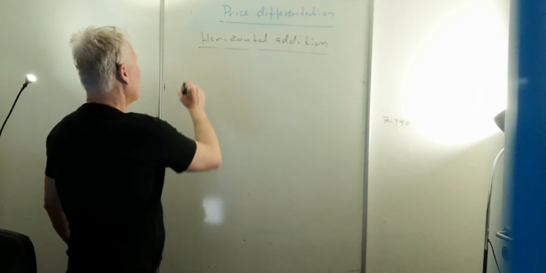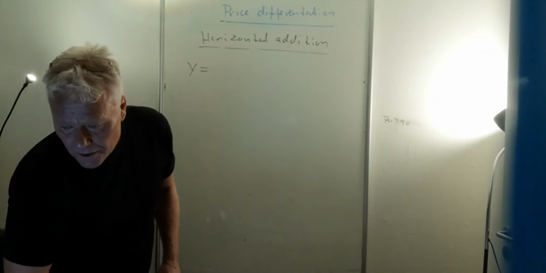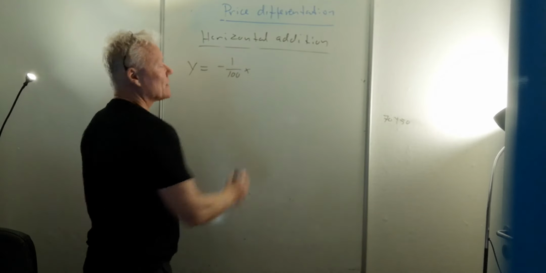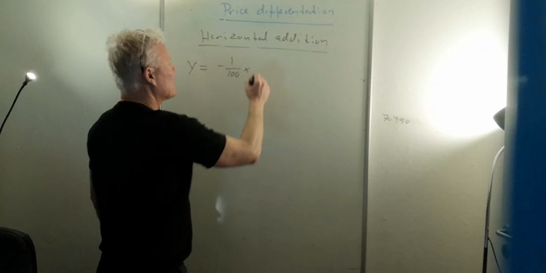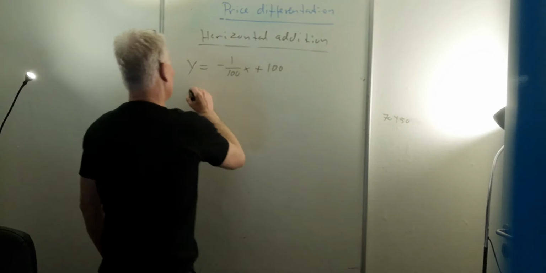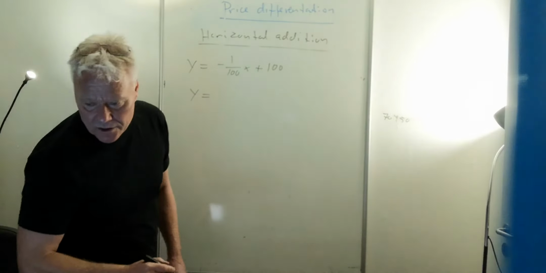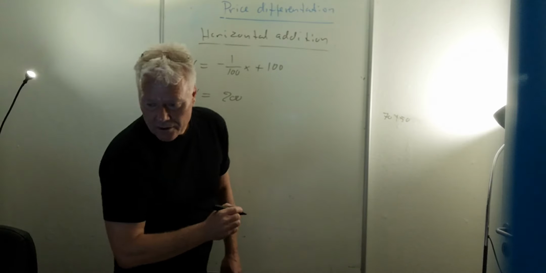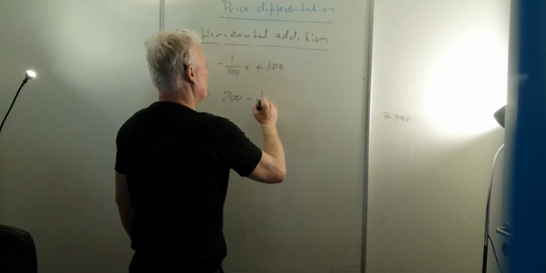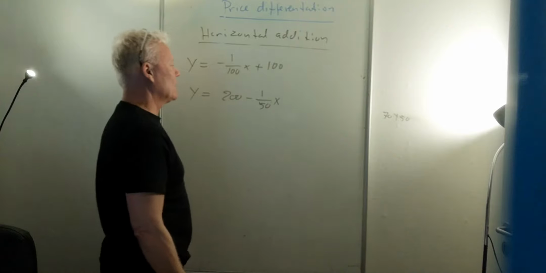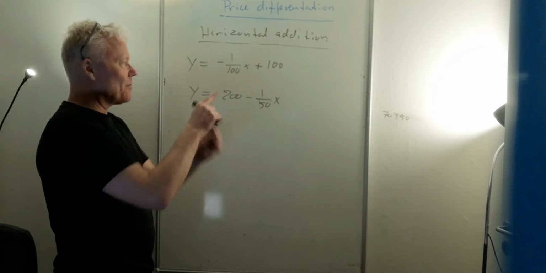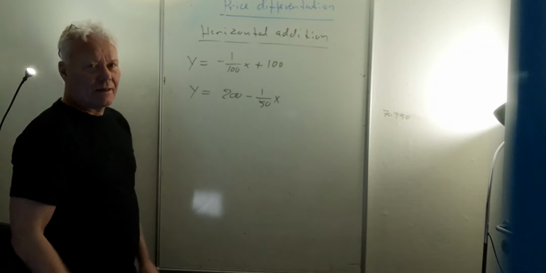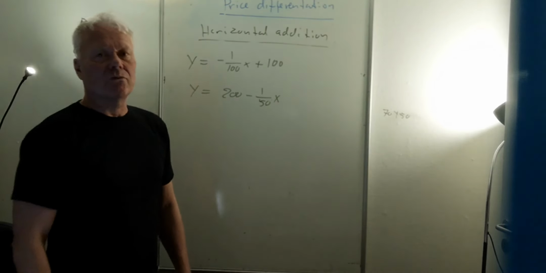We have y is equal to minus 100x plus 100. And you have the other one, which is 200 minus 1/5 x. This is just the opposite of one another. It's just a trick here. Okay. Try to solve it. I'll show you in the next video how to solve it.